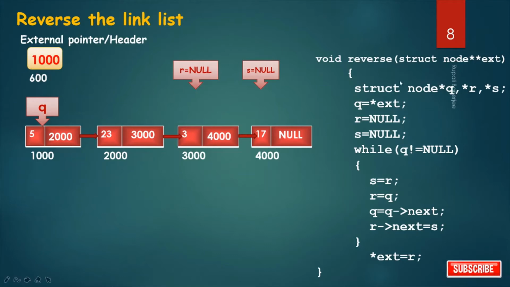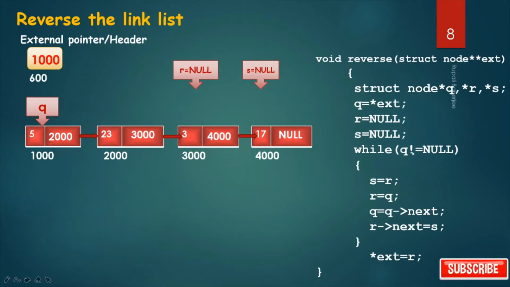Now I declare three variables of type struct node star. Means Q can hold address of any node, R also can hold address of any node, also S can hold address of any node. Q equals to star ext. So star ext means value at ext, it is 1000. So Q equals to 1000. So Q points to the first node. And R equals to null, S equals to null. I initialize R as null and S as null.